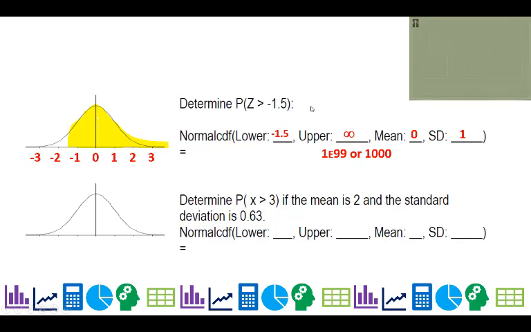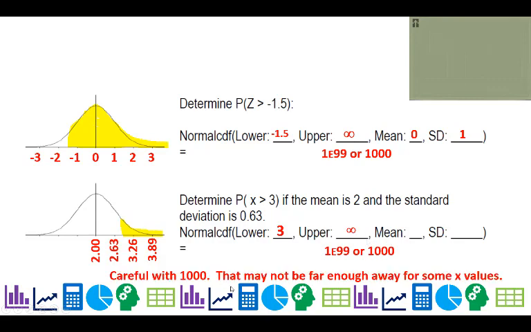All right, so let's look at the next setup. We want to determine the probability that x is greater than 3 if the mean is 2 and the standard deviation is 0.63. If you're not having to show z-scores, like when you're doing the multiple choice part of the exam, this is actually a really fast way to get your probabilities. Let me finish filling in the model. I want the probability that x is greater than 3. So I actually have x values down here instead of z-scores. That's roughly this area. So my lower is 3, and my upper is infinity, or some really large number.